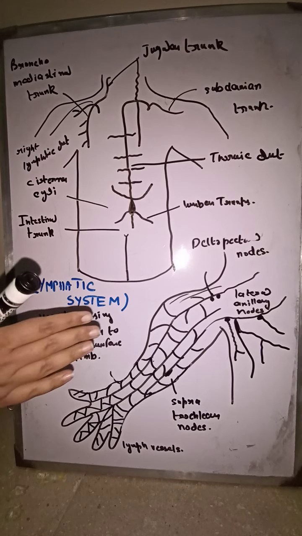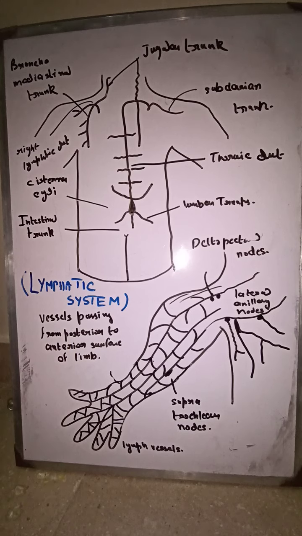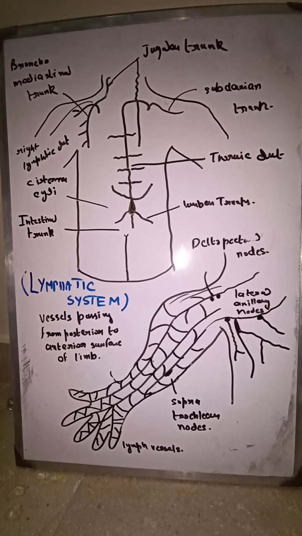Lymph is the name given to tissue fluid when it has entered the lymphatic vessels. Lymph capillaries are basically a network, as you can see in the picture also. This is a network of fine vessels that drain the lymph from the tissue. So basically we have the lymph node and the lymph vessels that carry the lymph to the lymph node.